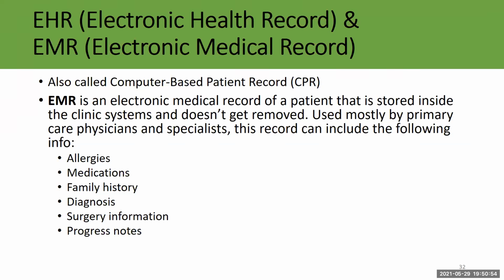EMR, particularly, is an electronic medical record in which the health and clinical information of the patient is stored, and it usually isn't shareable between different healthcare providers. And that is the main difference of EMR with the EHR. So it is used inside a specific healthcare system. And the type of information which usually goes to EMR includes allergies, medication, family history, diagnoses, surgery information, progress notes, and also demographics.